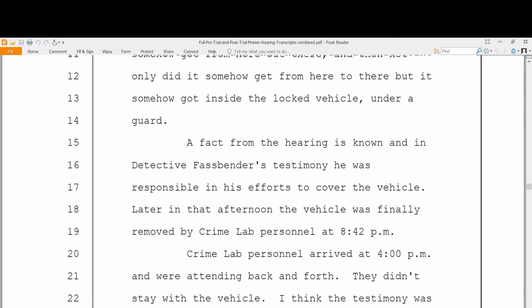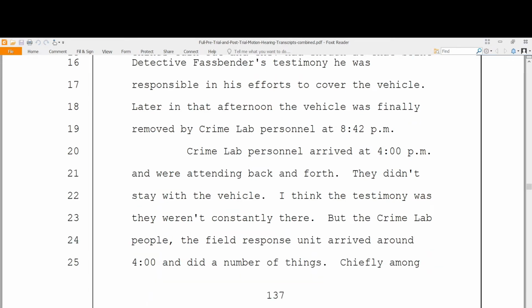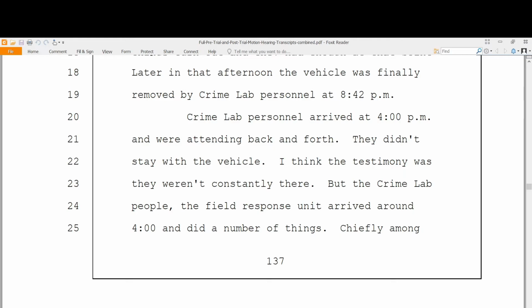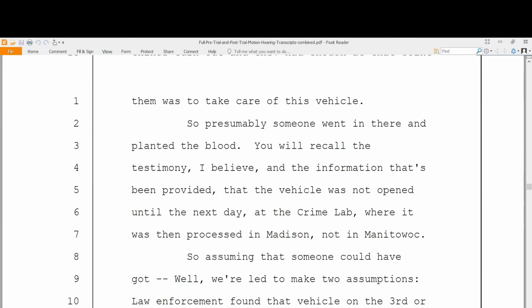A fact from the hearing is known from Detective Fassbender's testimony. He was responsible for his efforts to cover the vehicle. Later that afternoon, the vehicle was finally removed by the crime lab personnel at 8:42 p.m. Crime lab personnel arrived at 4 p.m. and were going back and forth. They didn't stay with the vehicle. I think the testimony was that they weren't constantly there. But the crime lab people, the field response unit, arrived around 4 and did a number of things, chiefly among them to take care of this vehicle.